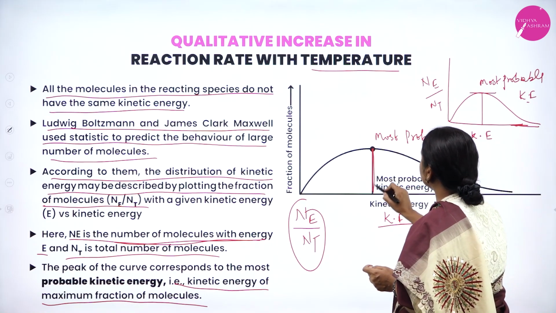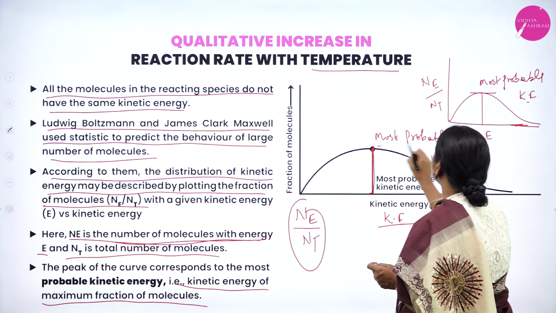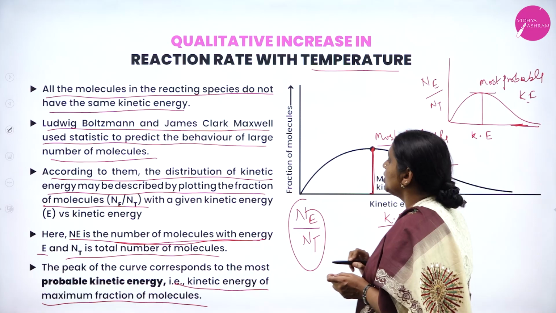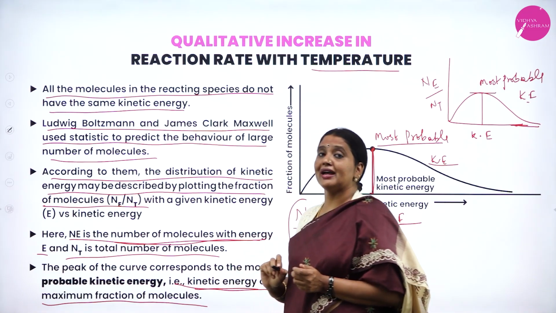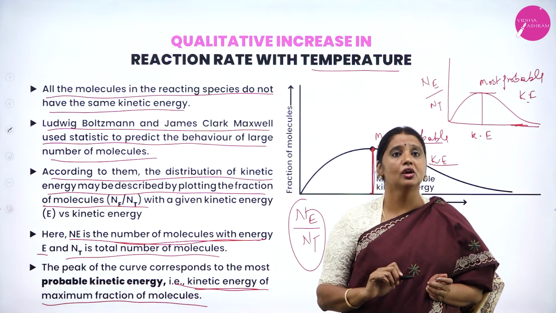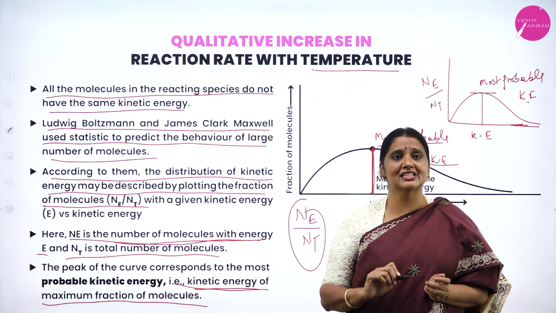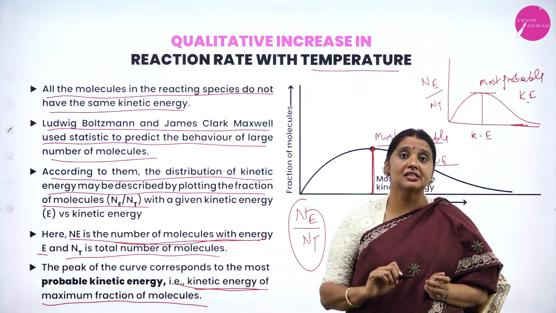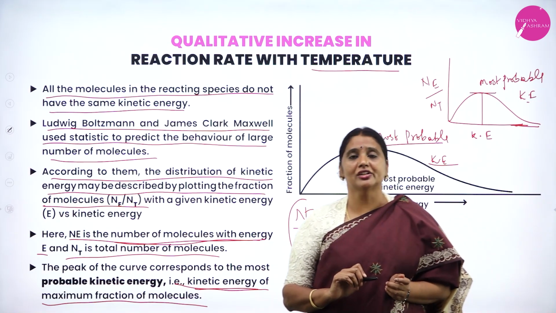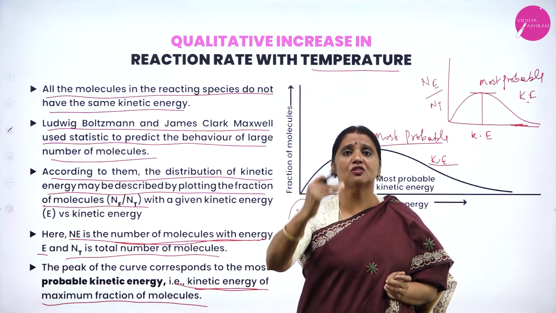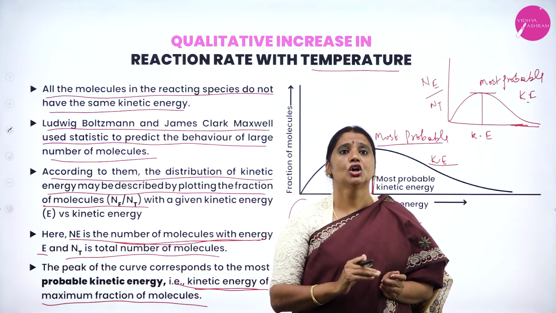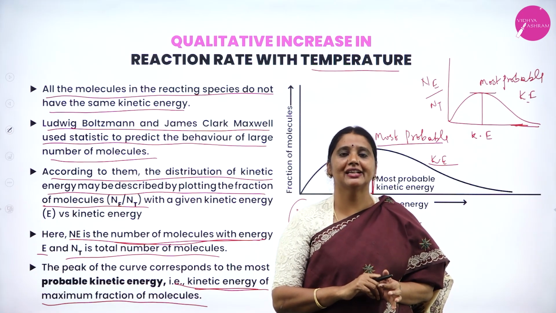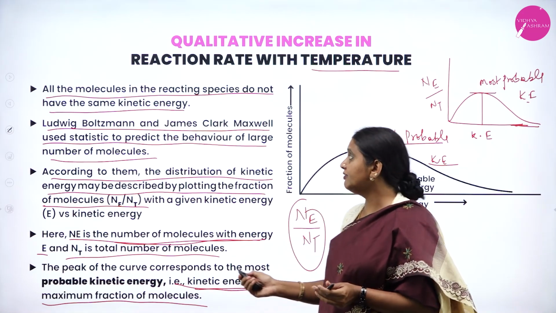The peak is called the most probable kinetic energy. What is most probable kinetic energy? It is the kinetic energy of the maximum fraction of molecules. What is Ne? Ne is the number of molecules having energy E. What is NT? NT is the total number of molecules.